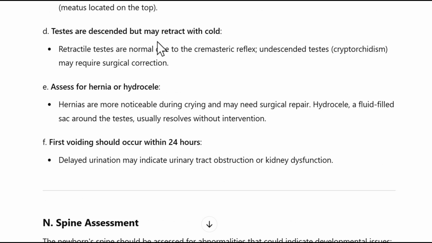D. Testes are descended but may retract with cold. Retractile testes are normal due to the cremasteric reflex. Undescended testes, cryptorchidism, may require surgical correction.